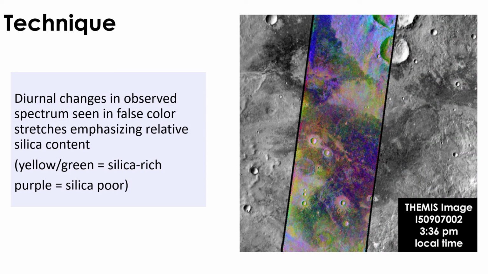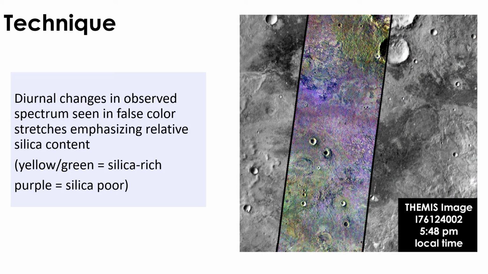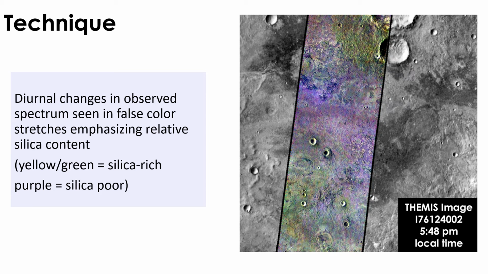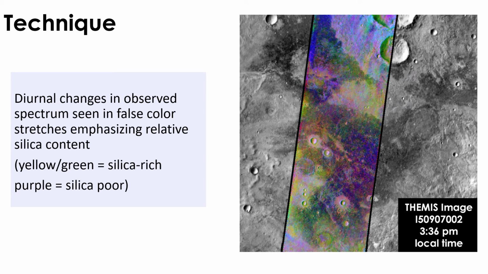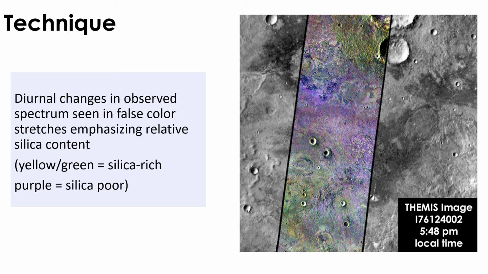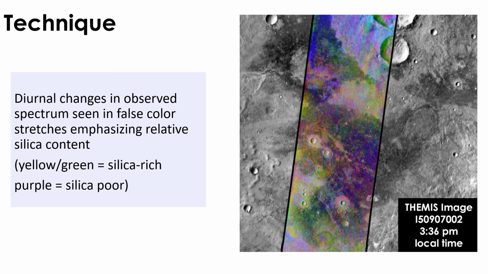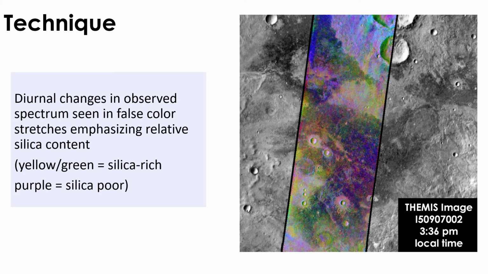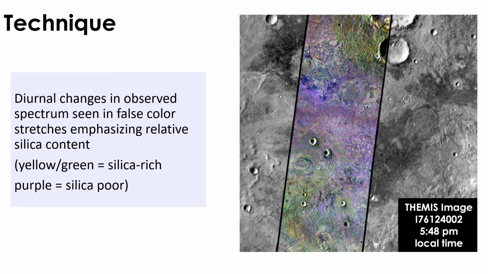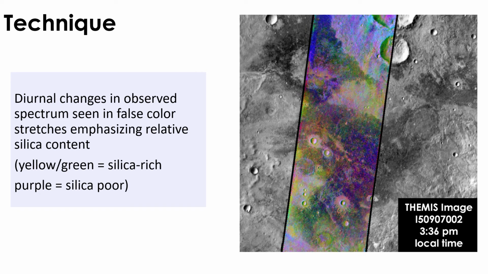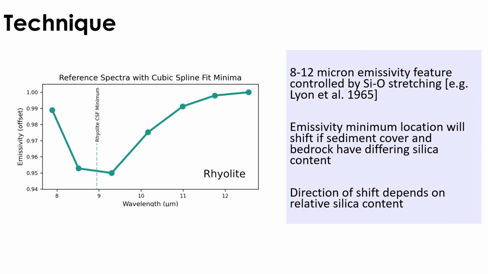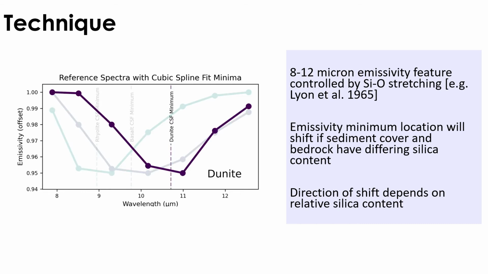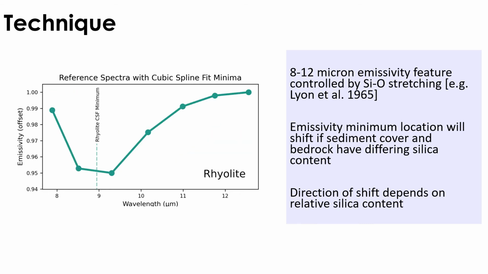Here are the THEMIS observations corresponding to the thermal models seen on the previous slide. These false color images show relative differences in silica content, with yellow and green areas being more silica rich and purple areas being more silica poor. We see large changes in colors between the afternoon and evening images, suggesting that we're seeing different components in each image. The 8 to 12 micron region of the spectrum observed by THEMIS is largely representative of silicate mineralogy.